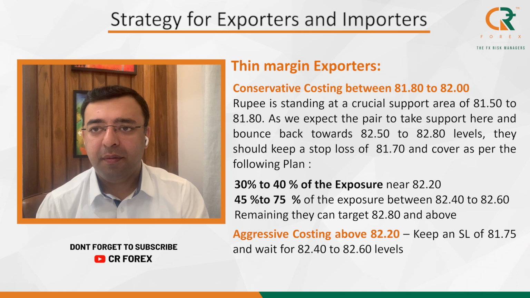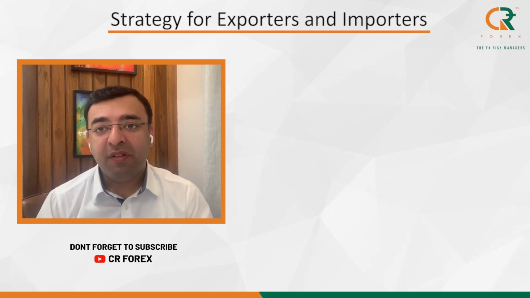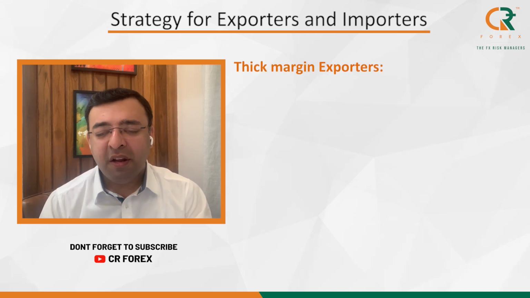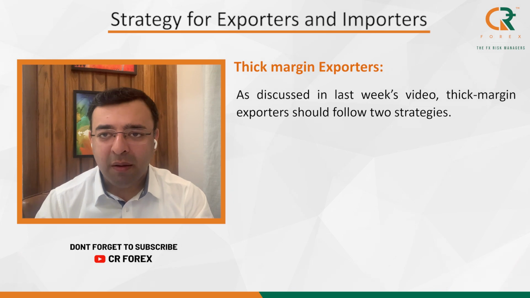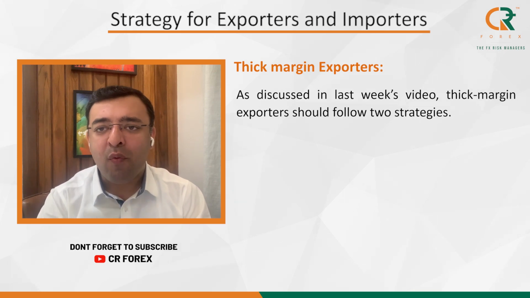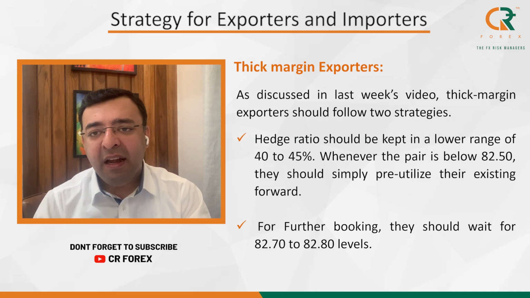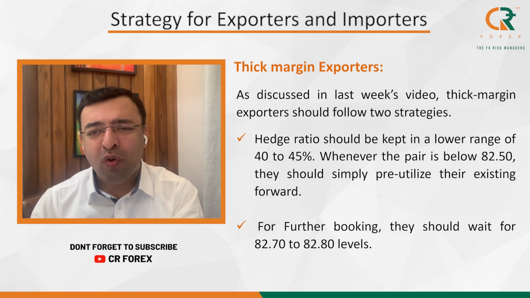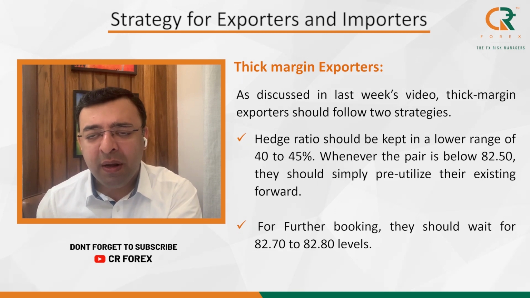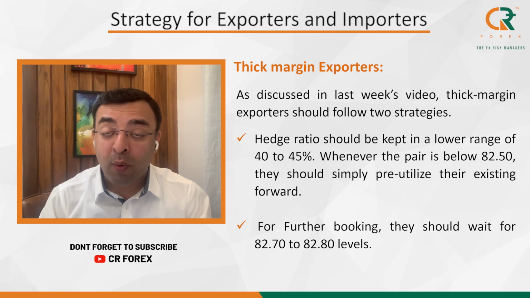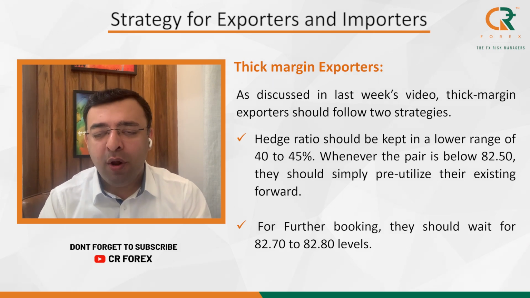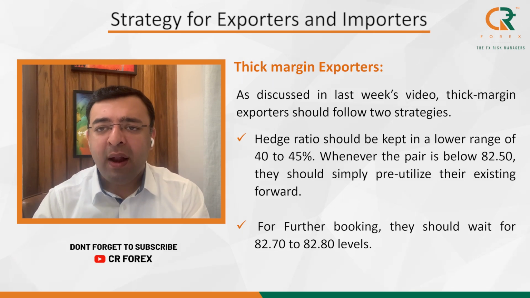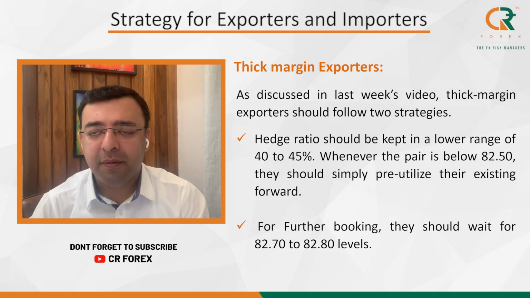Anyone who has taken aggressive costing should keep a stop loss of 81.70 and wait for the 82.40 to 82.60 level. Now let us discuss strategy for thick margin exporters. For thick margin exporters, the strategy remains the same. They should keep the hedge ratio between 40 to 45%. And whenever the rupee is trading below 82.50 or 82, they should simply pre-utilize their existing forward. For booking, they should wait for higher levels between 82.50 to 82.70.